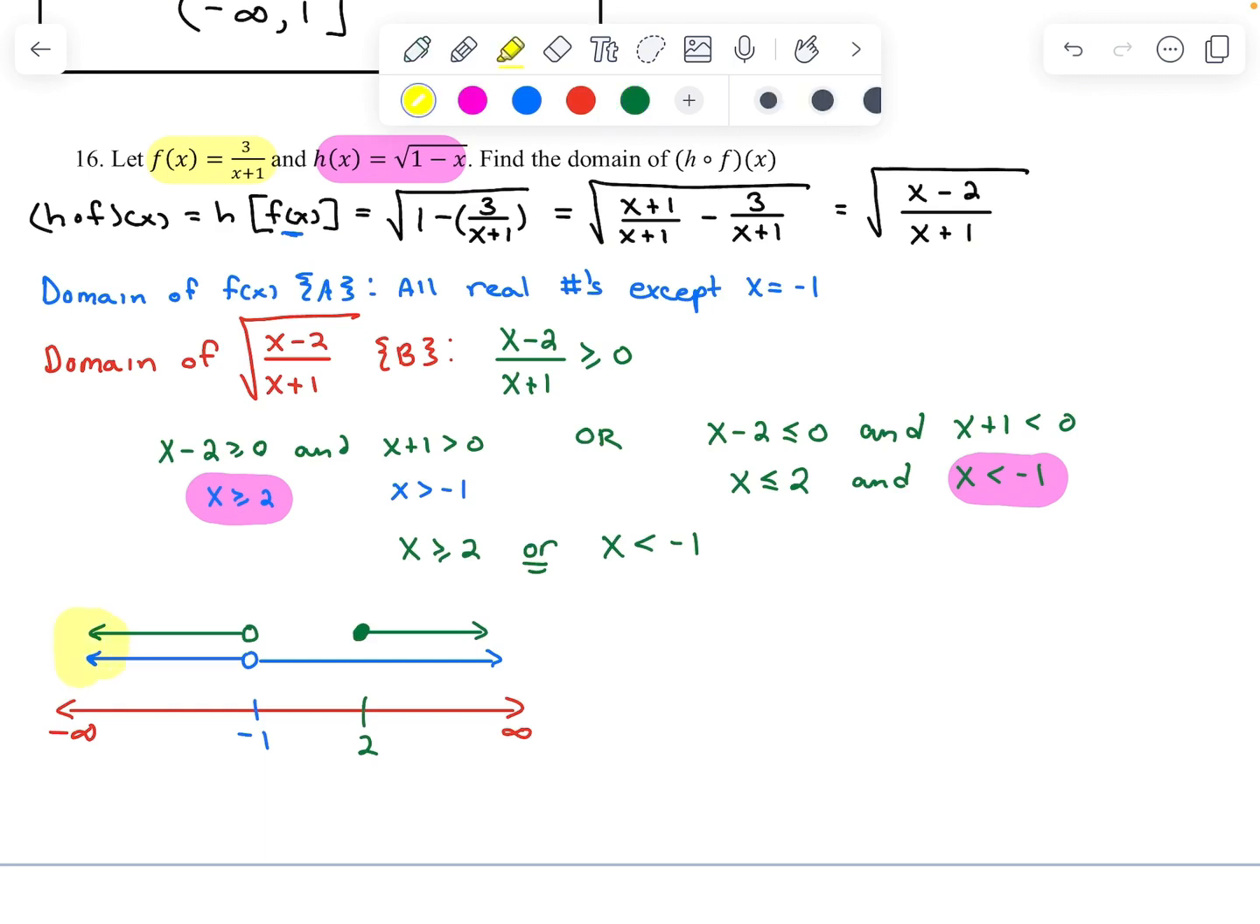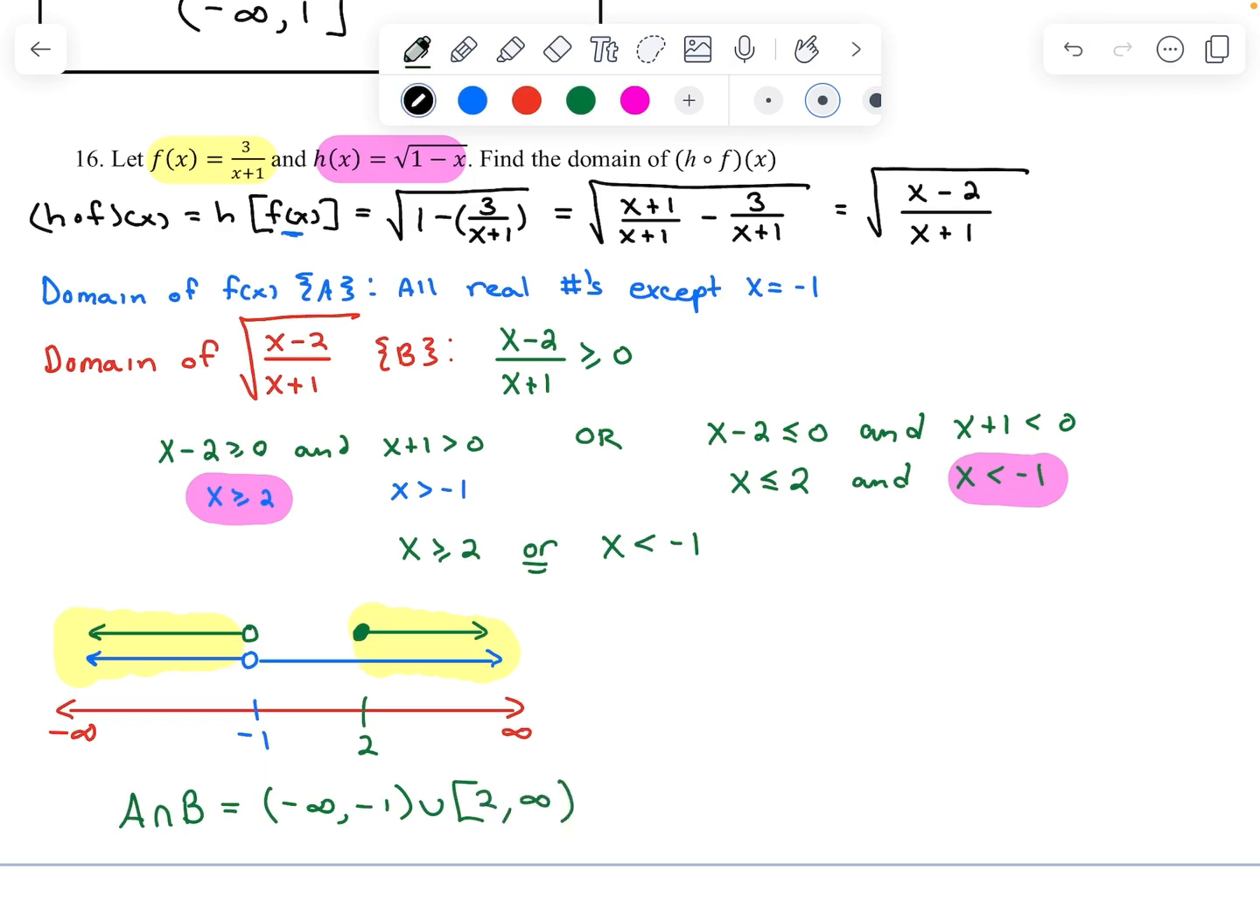The intersection is everything that I'm highlighting. Notice I did not highlight the open circle at -1. And notice I did highlight the closed circle. I highlighted the closed circle because 2 is part of the domain. I didn't highlight the open circles because -1 is not part of the domain. So A intersect B is equal to -infinity to -1, union 2 to infinity.